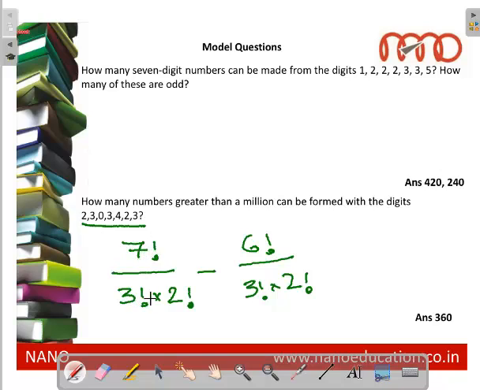So the answer will be 7 factorial by 3 factorial into 2 factorial minus 6 factorial by 3 factorial into 2 factorial. 6 factorial by 3 factorial into 2 factorial we can take common. 7 minus 1 is 6. 6 factorial by 3 factorial is 5 factorial, 120 by 2 is 60, multiplied by 6 it is 360.